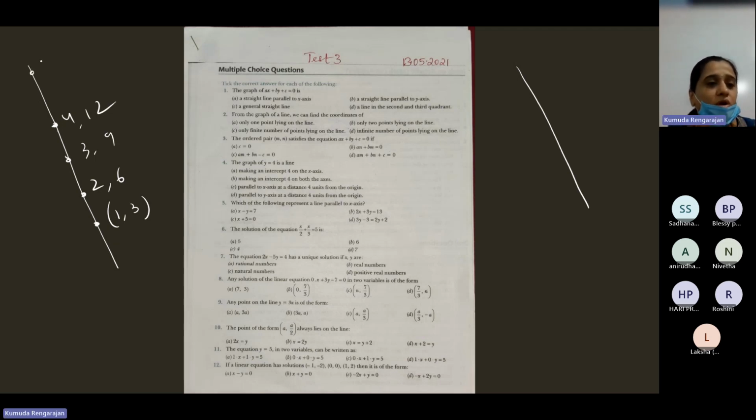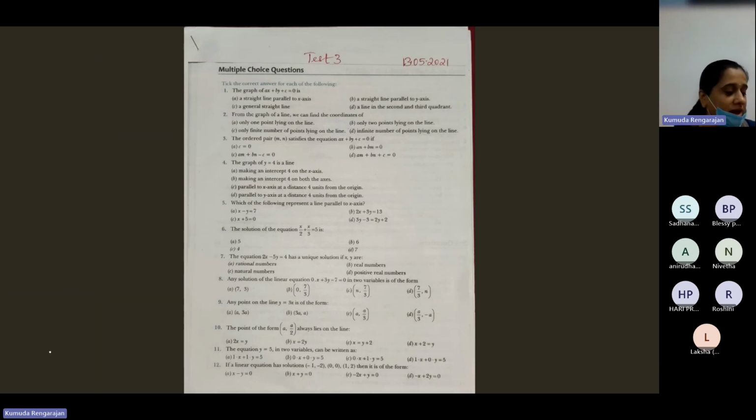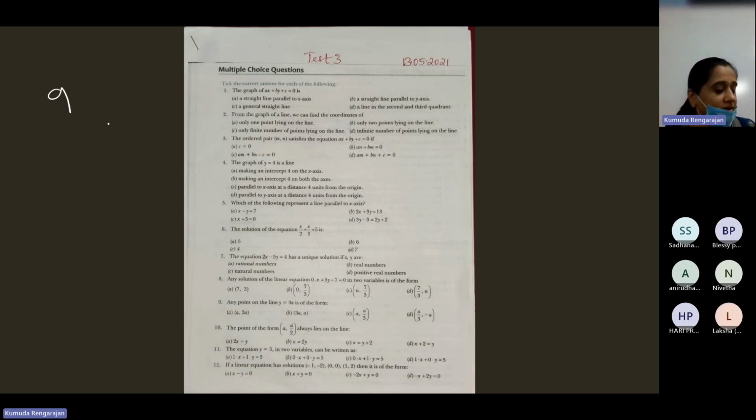So on this line, you can also find 10, 30. You can find 100, 300. You can find 1000, 3000. But it will not be on your graph paper. Okay. So for 9, the correct option is A. A, 3. Next one.